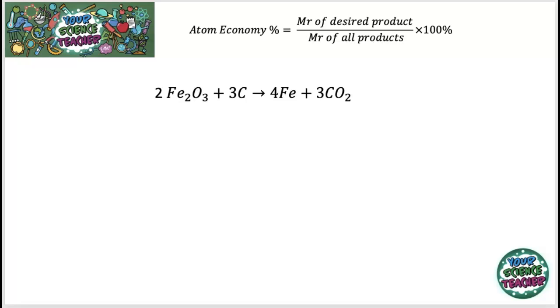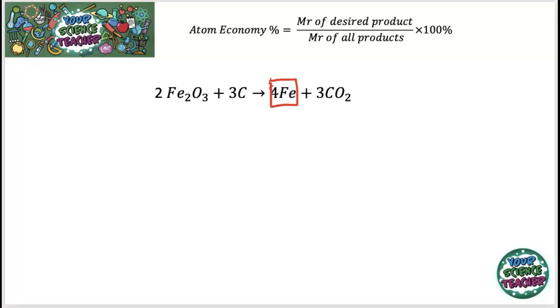So if I have a look here, this is how I smelt iron in order to get iron on its own. And here is the word equation for this smelting. I have 2 moles of iron oxide reacting with 3 moles of carbon, and it's making 4 moles of iron plus 3 moles of carbon dioxide. So in this reaction, you are wanting to collect iron, and you are also collecting some waste carbon dioxide.